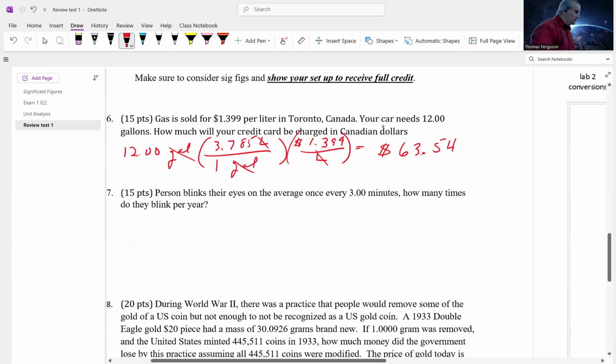Now, when working with dollars, just as a general rule in most classes, and in this class this applies, always have cents on the dollar, regardless of the sig figs. I mean, this happens to work out. It's 4 sig figs, but if this was just 12 gallons, for example, which would mean that that should be 64, you still leave it as the dot 54 because it's money.